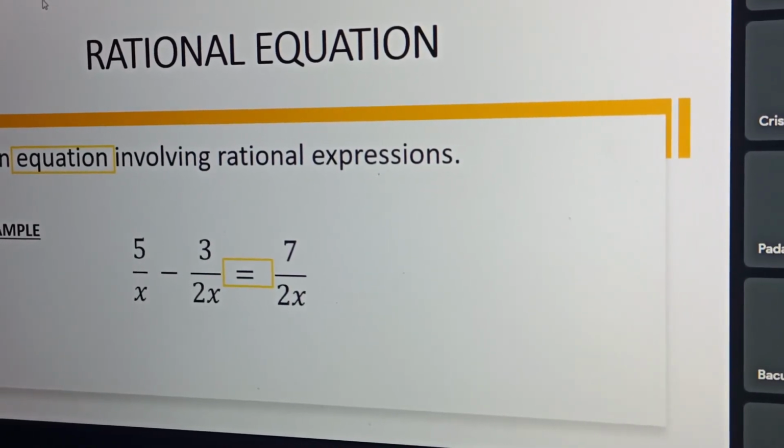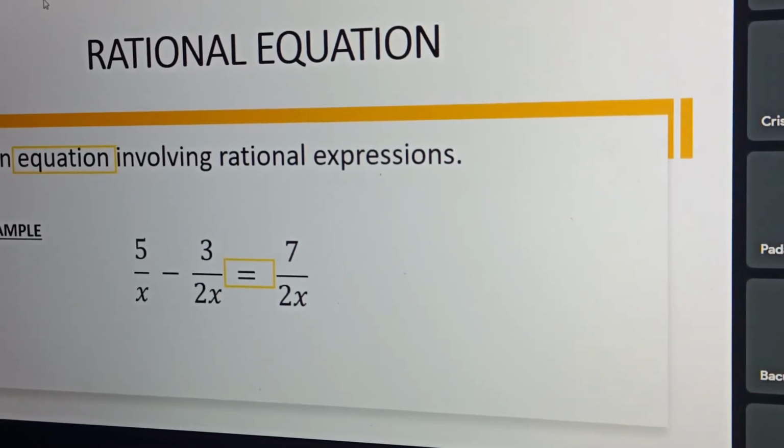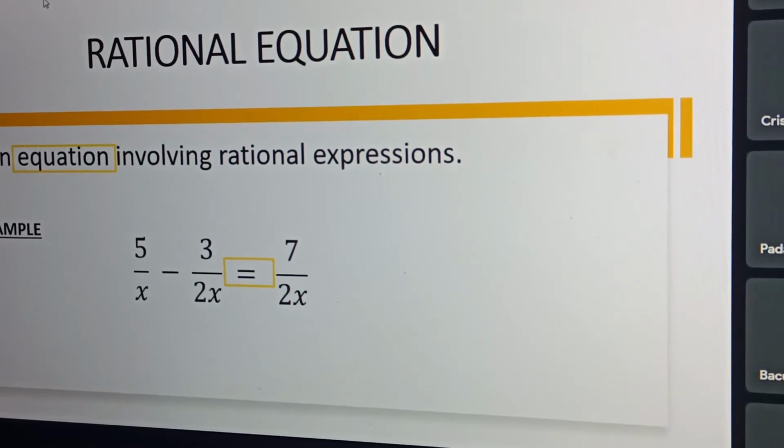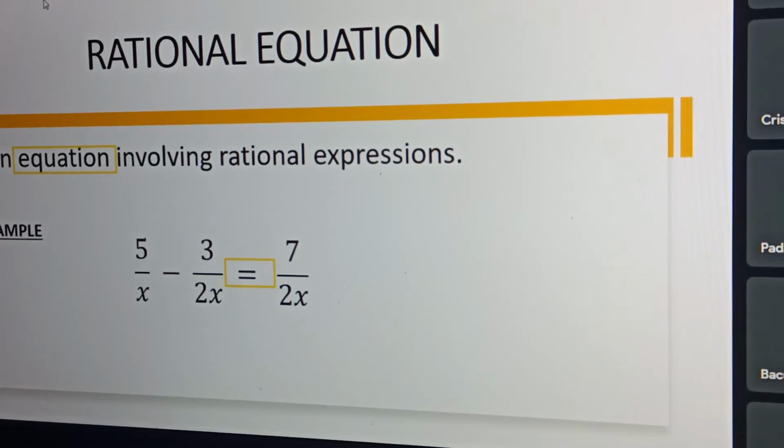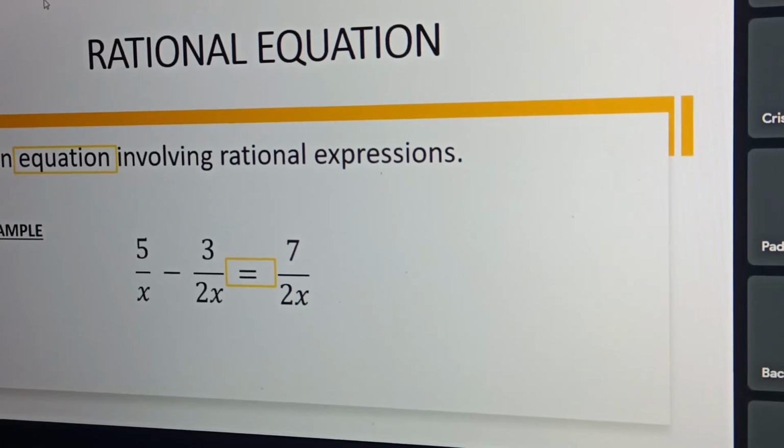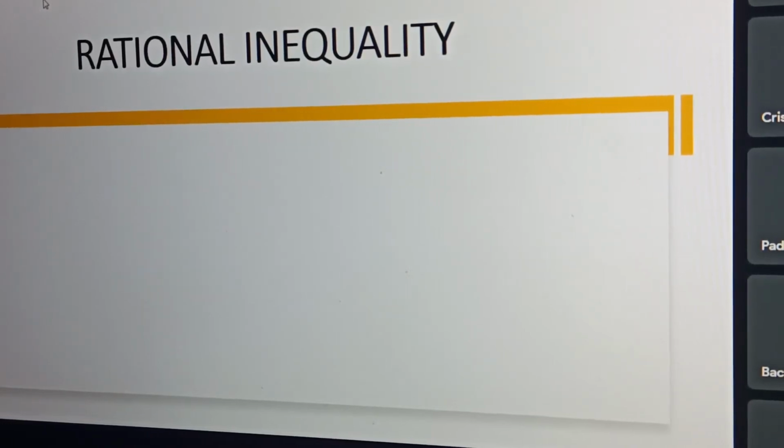And also, dito sa rational equation, we can also find the given value of our x. Okay? Or we can also check that the given equation is equals to 7 over 2x because 5 over x minus 3 over 2x is equals to 7 over 2x. So, lagi niyong tatandaan, kapag ang given equation ay merong equal sign, so therefore, that is a rational equation. Equation, equal sign. Okay? Next, how about the rational inequality?